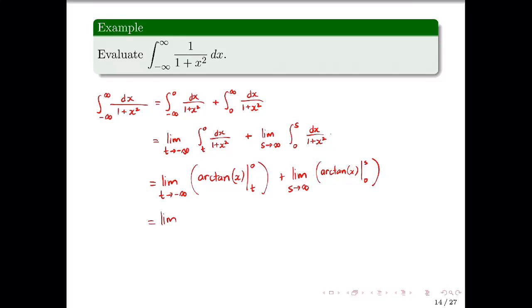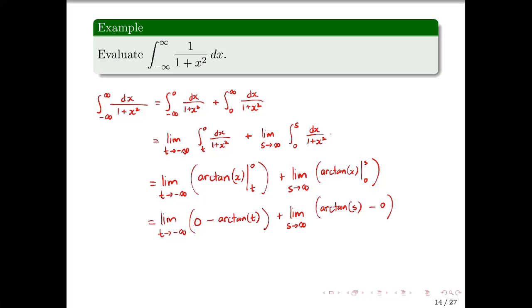Or we will have here the limit as t approaches negative infinity. Arctan of 0 is equal to 0. Okay? So I'll just write 0 here. And then we have the arctan of t. Then plus the limit as s approaches infinity, arctan of s minus 0. And now we are left to finding the values of arctan of t as t approaches negative infinity, and arctan of s as s approaches positive infinity.